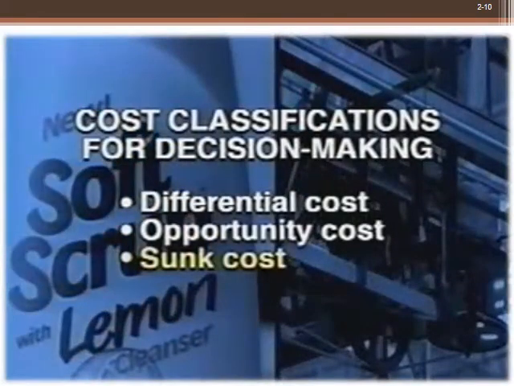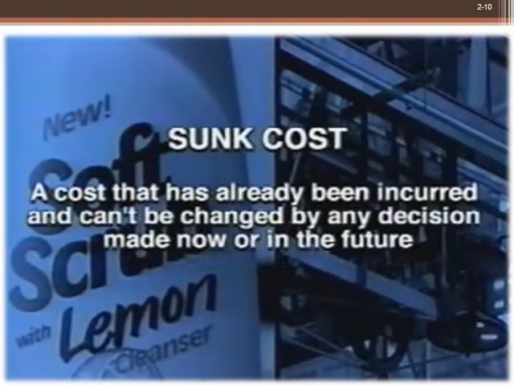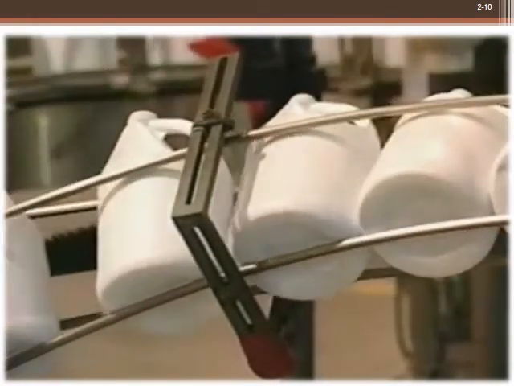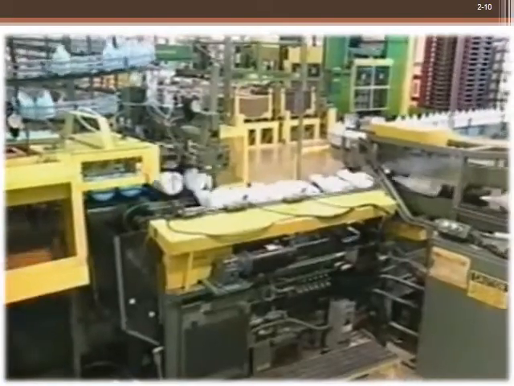Finally, there are sunk costs. A sunk cost is a cost that has already been incurred and it can't be changed by any decision made now or in the future. For Clorox, the sunk cost of a specialized piece of equipment used to produce a new product would not be a factor if it becomes necessary to choose whether or not to continue manufacturing the product. So that's kind of a cost of doing business in their introduction of a new product. If the product turns out not to be successful, we've clearly defined what our sunk cost is, and we understand how that impacts the organization.